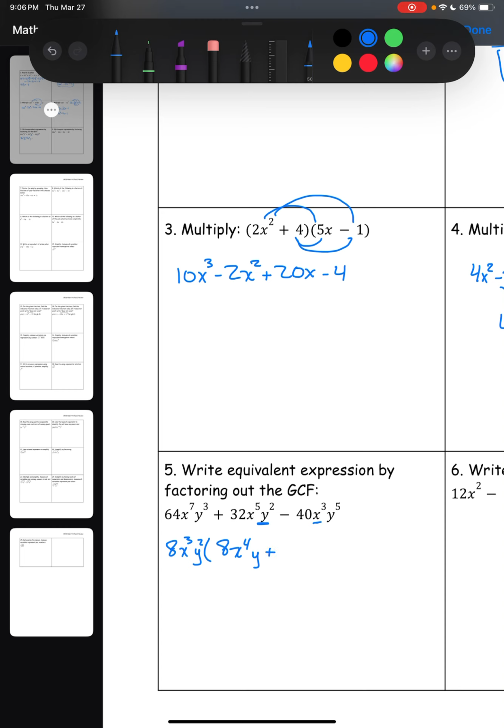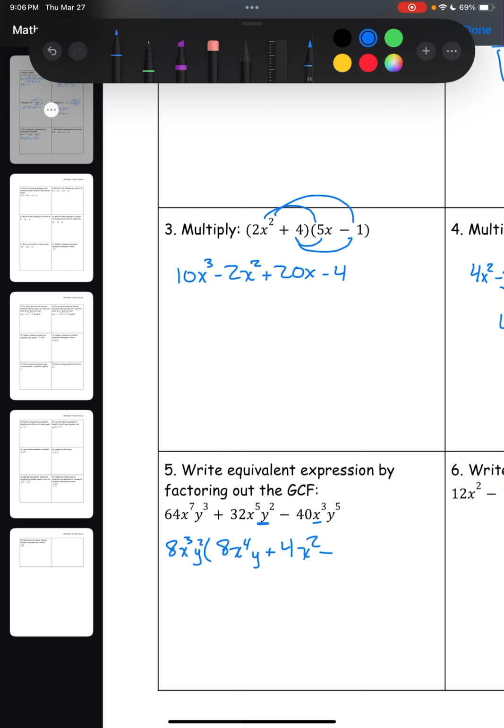So 32 divided by 8 gives us a 4. Our x to the 3rd, we're taking that out, so we're left with an x squared. And this is going to cross out our y to the second and y to the second, so there's nothing there. All right, next one.